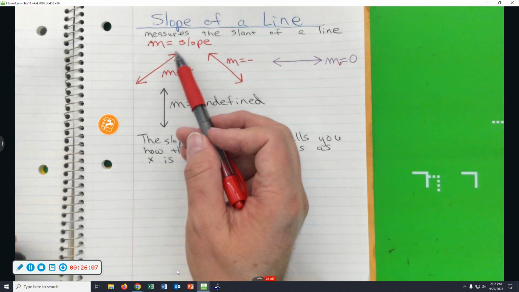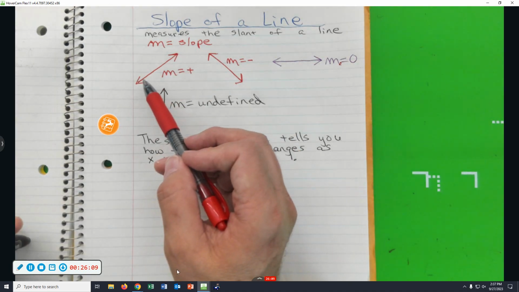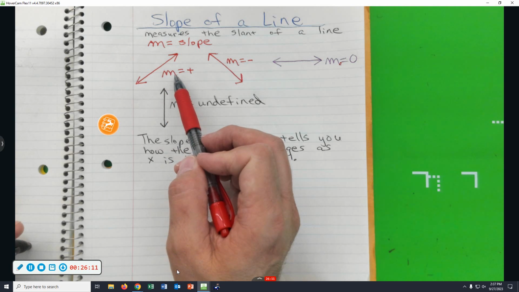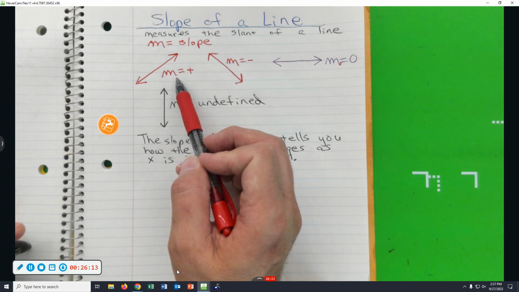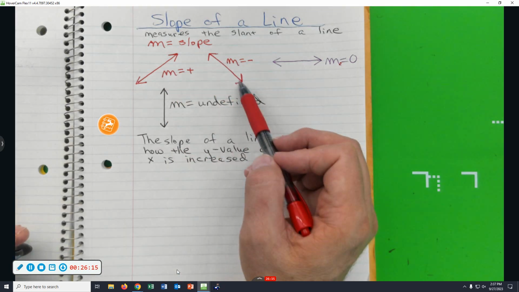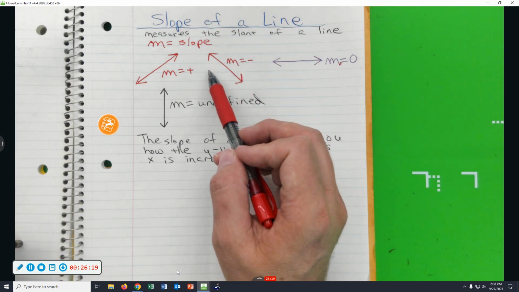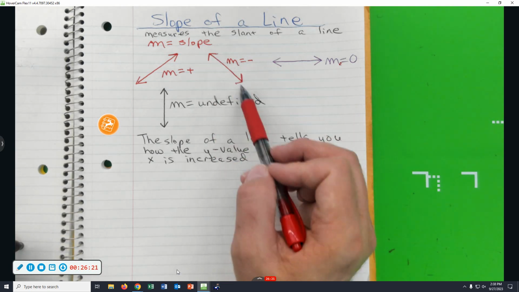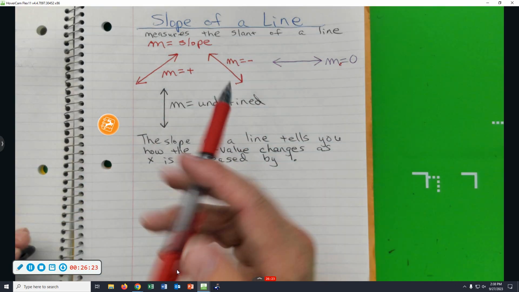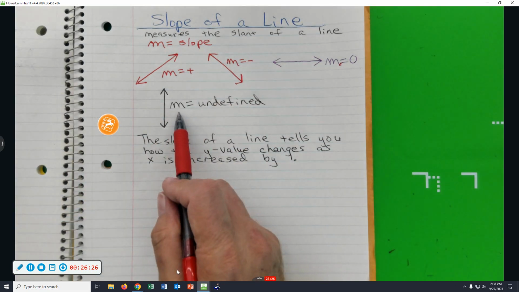When a line is going up like this, as you increase x, the y value is also increasing. When a line is falling, you'll see that when you move over 1 for x, the y value goes down. The interesting one is this vertical line.